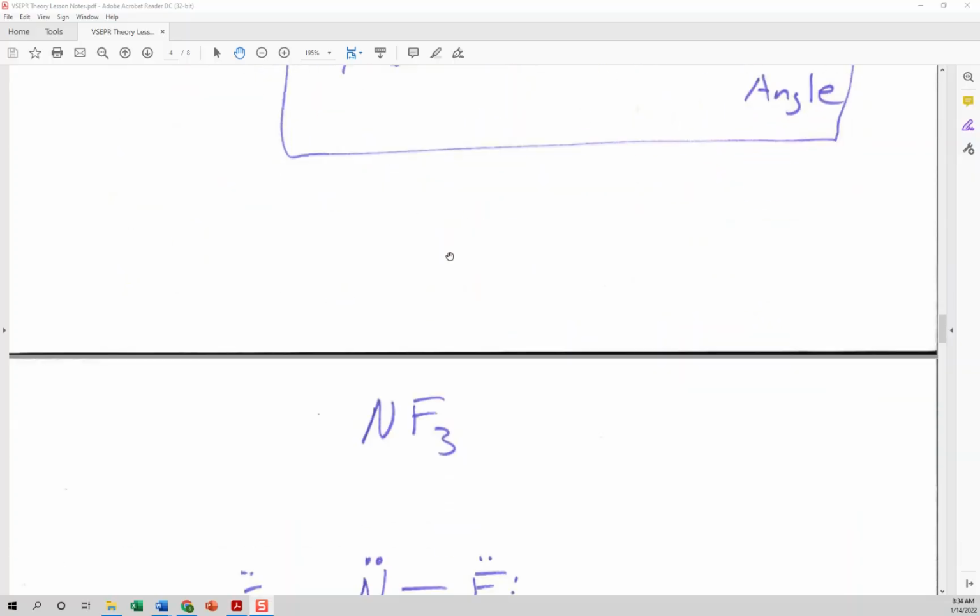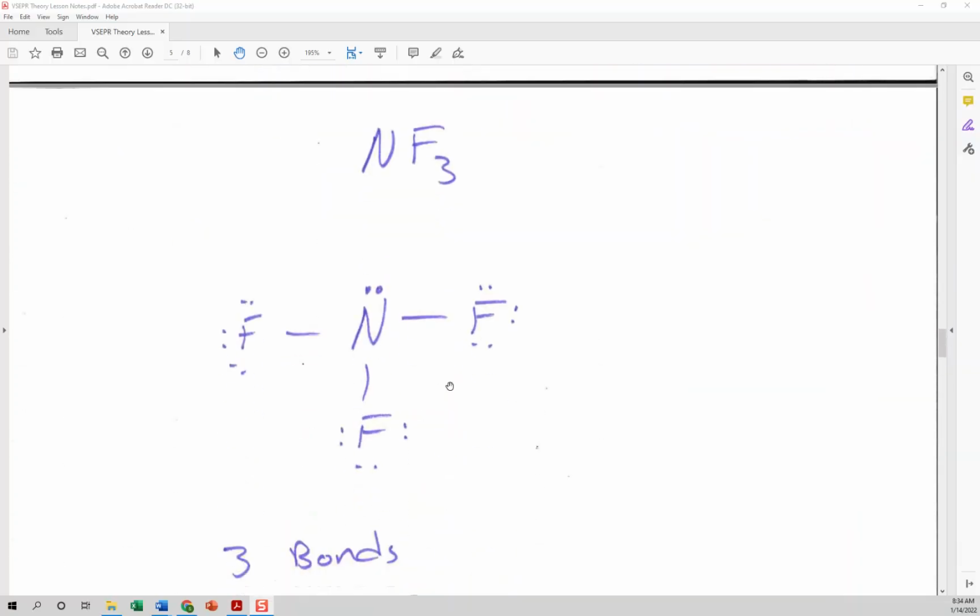Okay, all right, so let's keep going. Let's do NF3. So if we drew the dot structure for NF3, this is what we would get. And notice we have 1, 2, 3, 4 total domains around the central atom. So I know that bond angle is 109, 4 domains, 109 degree bond angle.